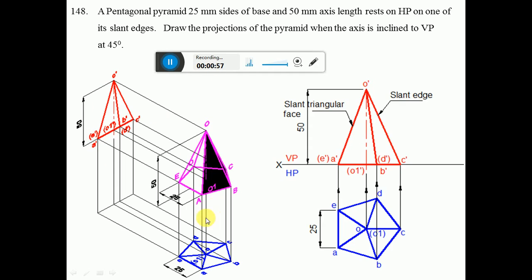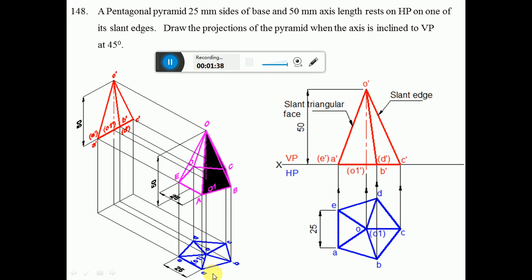So this is the initial position of the object. Whether it is resting on a slant triangular face or a slant edge, the initial position will always be like this only. When you look from the top view, A, B, C, D, E is visible. Each side will be 25 mm in length because all the base edges are resting on HP. Obviously those edges are parallel to HP. Since they are parallel to HP, you are going to get the true shape here. The true shape of the side is going to be 25 mm, which is the side of the pentagon.